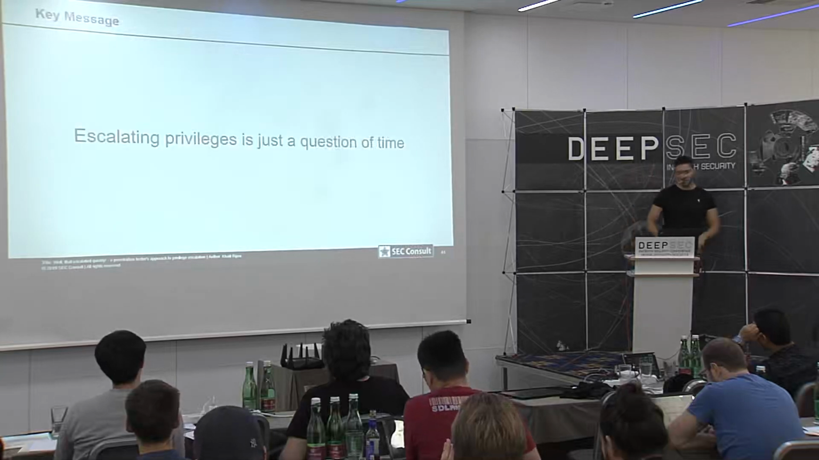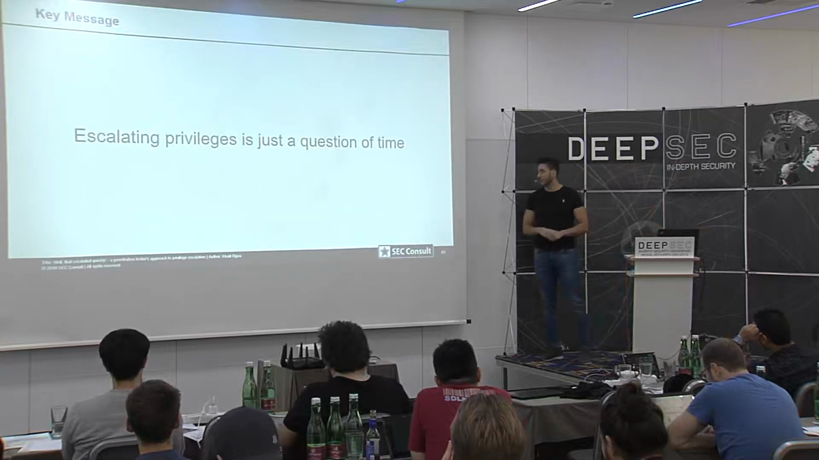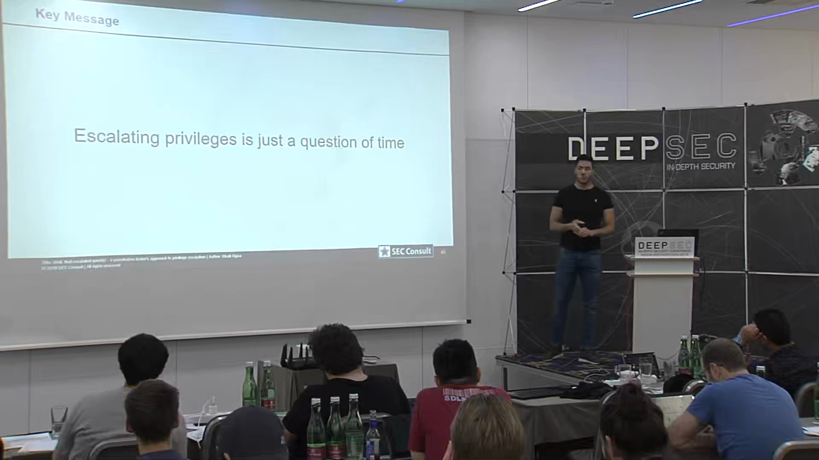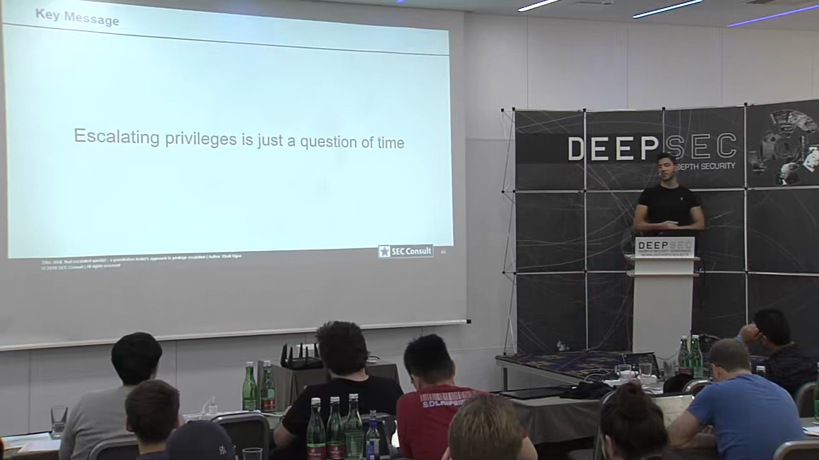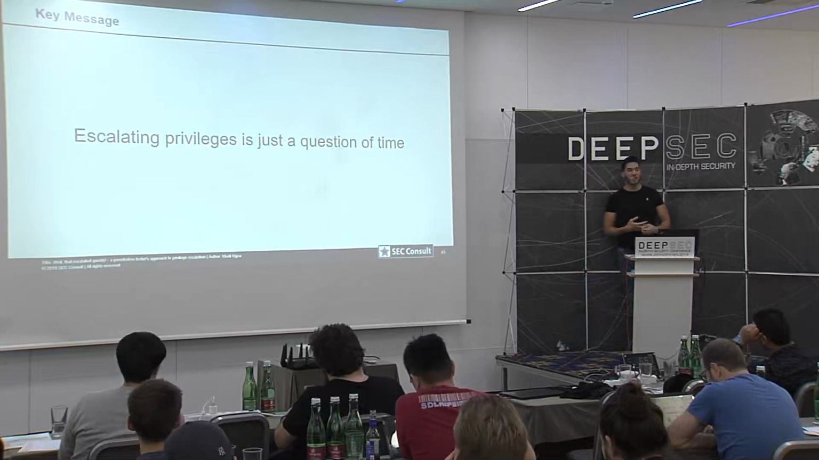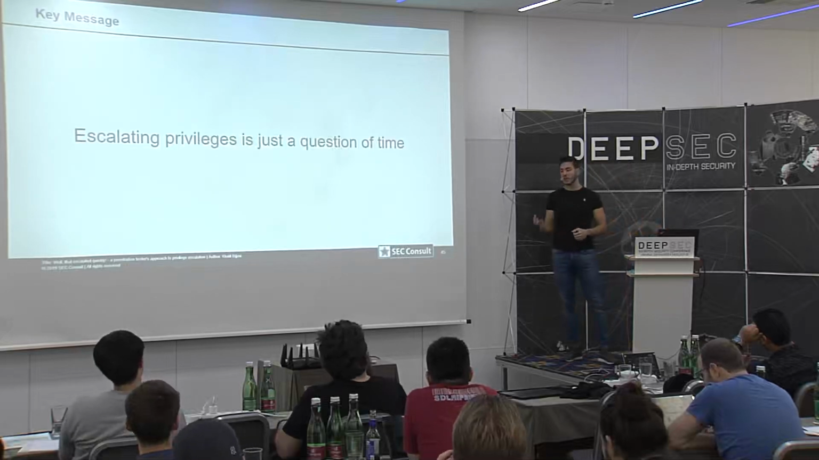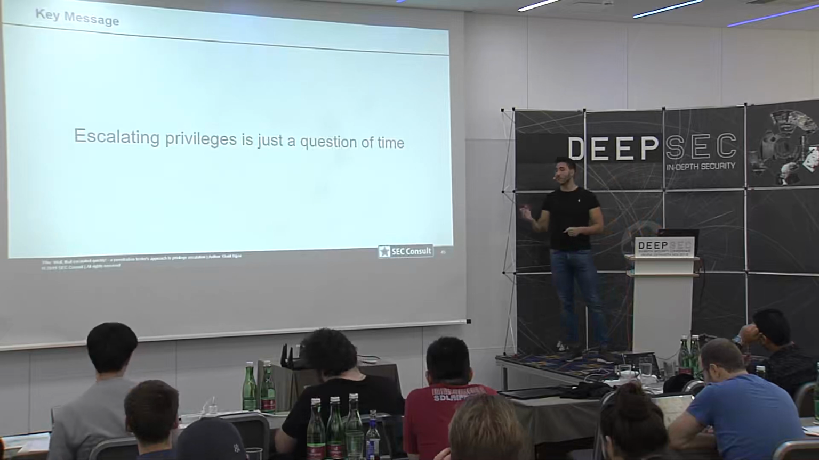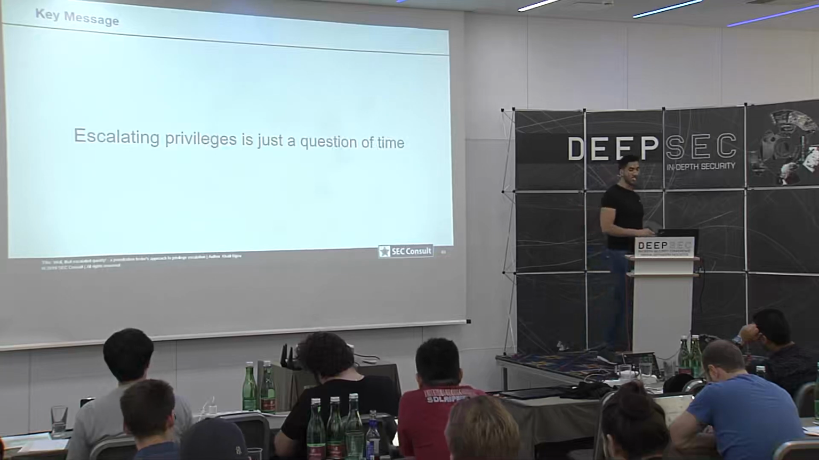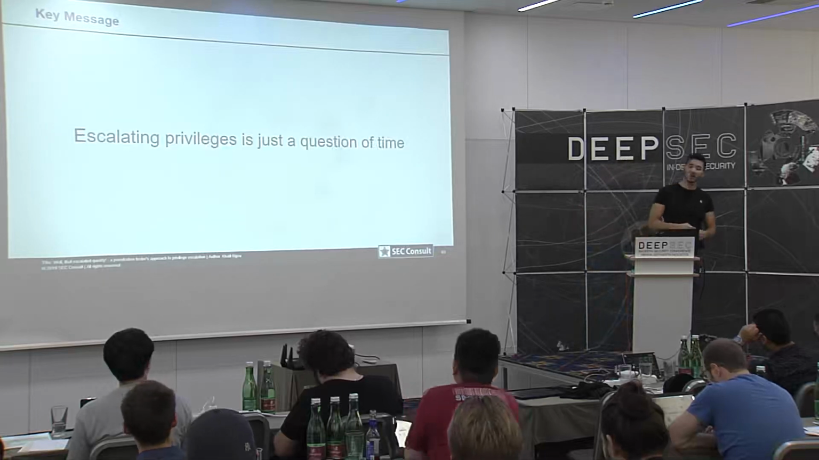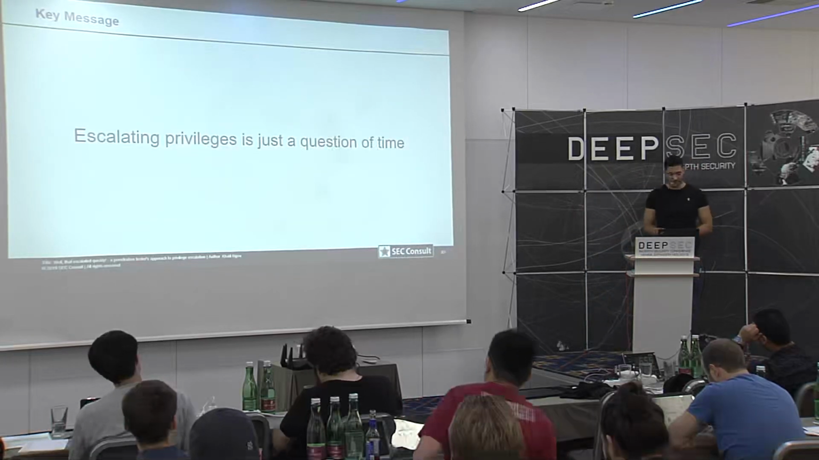Before I finish my presentation, what I would like you to take with you, especially if you're a blue teamer, is that escalating privileges is just a question of time. Even if you did everything correctly, you set up everything in a secure manner, a new exploit will be published, and then someone will be able to escalate his privileges. So what is really important then is to detect this privilege escalation, or to detect this attacker. It's a hard job, I know, but that's the only thing that you can do.